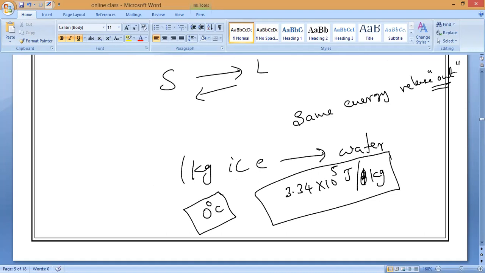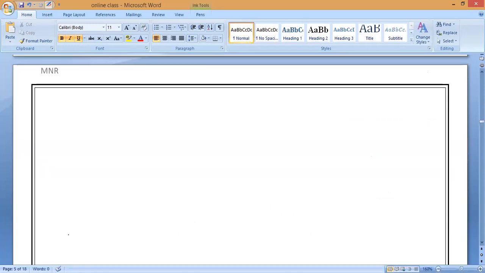Is it okay, everybody? So this is converting latent heat of fusion. Next, the second one is latent heat of vaporization. All of you keep reading: latent heat of vaporization. Now completely ice has converted into water.